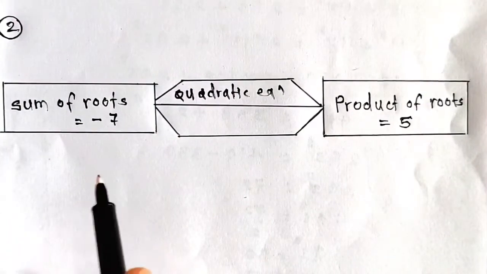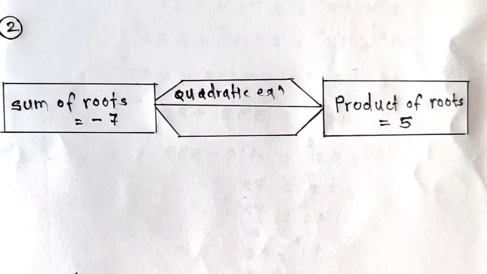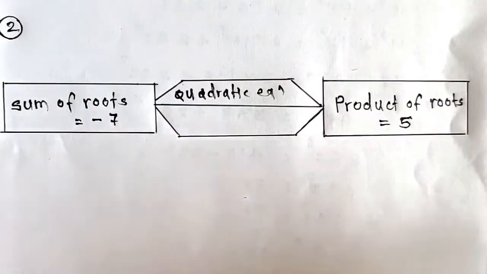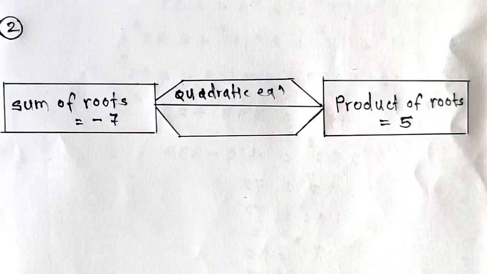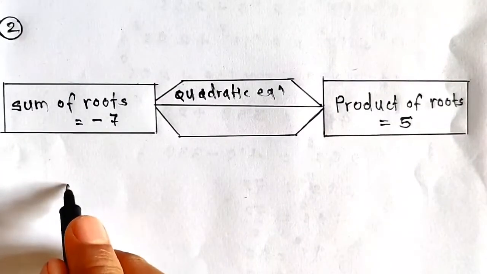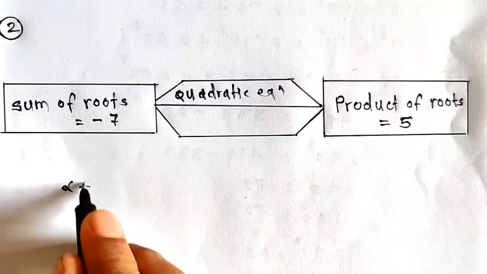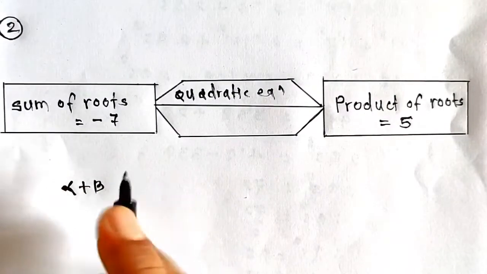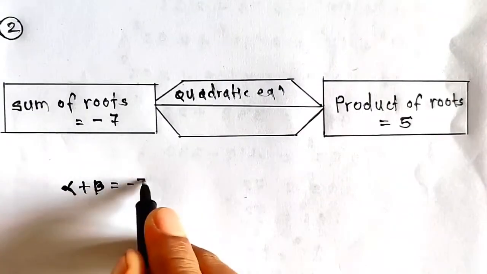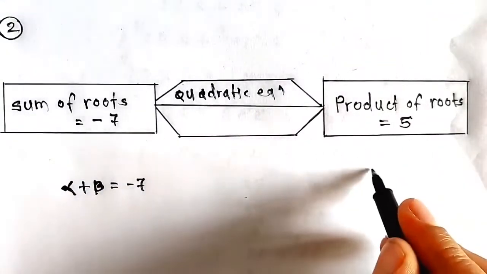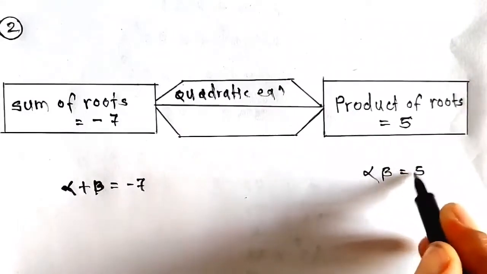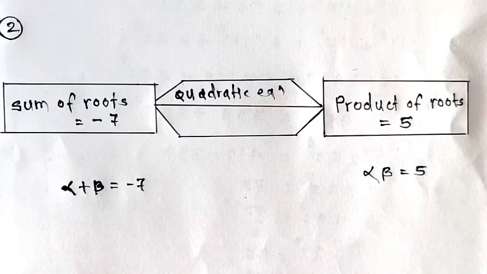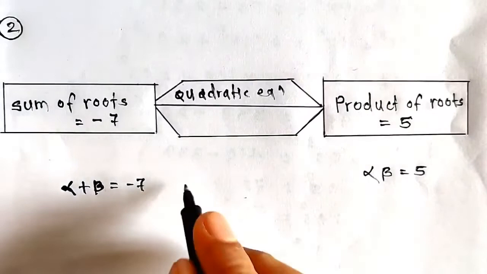Sum of the roots is equal to minus 7. Product of the roots is 5. Then we have to write the quadratic equation. So you know, the roots are denoted by the letters alpha and beta. This sum of the roots means what is given? Alpha plus beta is equal to minus 7. And their product means alpha into beta is equal to 5. Then you know what is the formula to get the equation. So what is the expected equation?